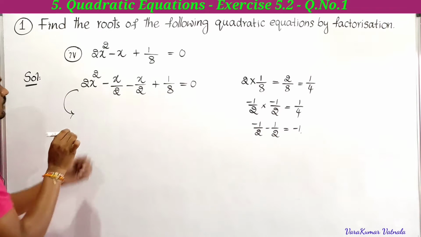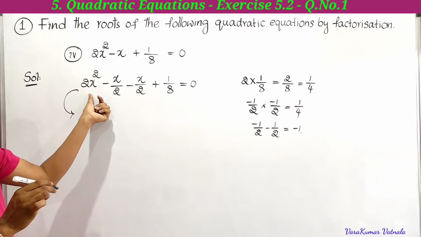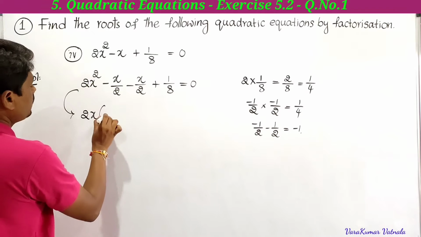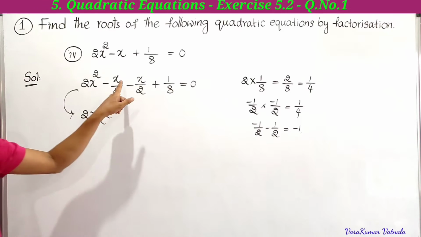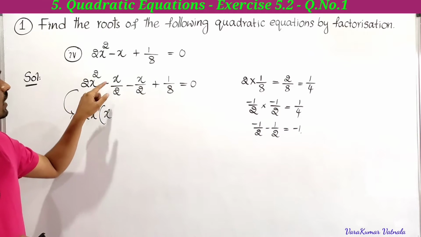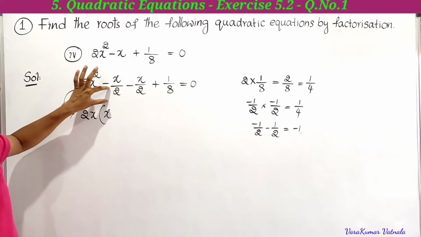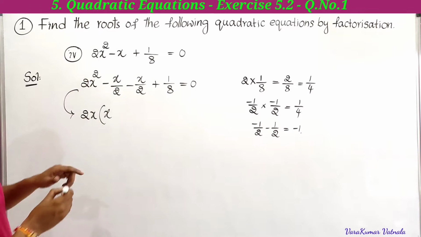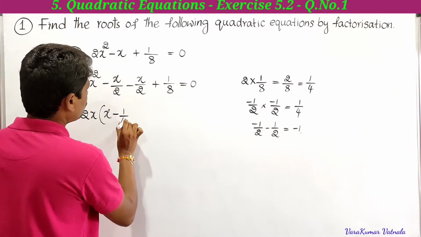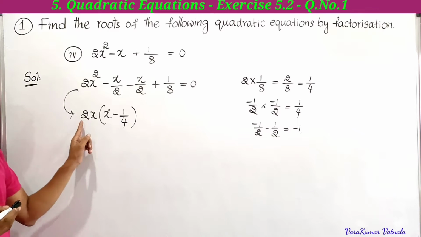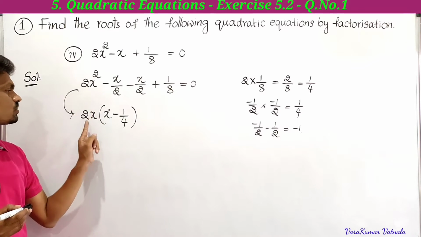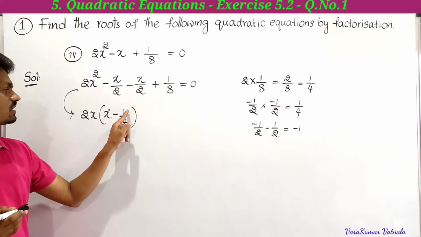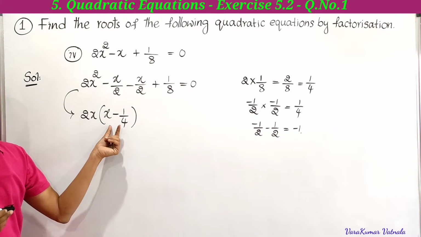So now what is common in the first two terms? Here 2x is common. If you take 2x as common, in the first term only x will be left. Suppose we multiply and divide this term by 2, it becomes 2x by 4. If you take 2x as common, here we get minus 1 by 4. So you have to understand that. If you multiply again, 2x into x is 2x square, 2x into minus 1 by 4 is minus 2x by 4. Again, if you cancel 2, you get minus x by 2. So this you have to understand here.